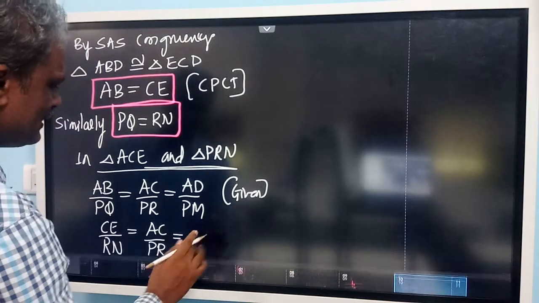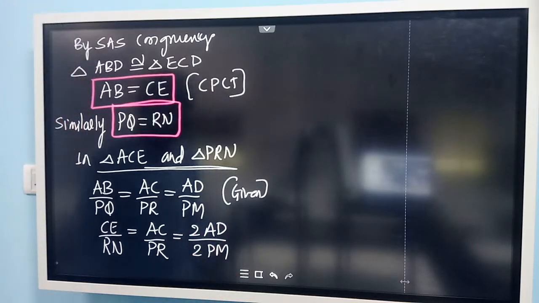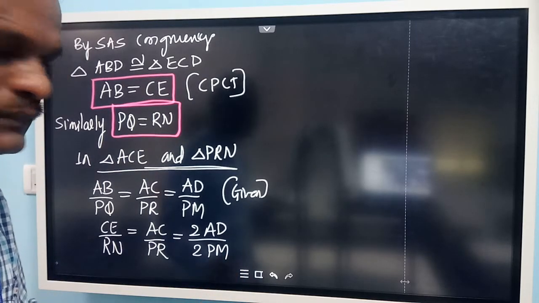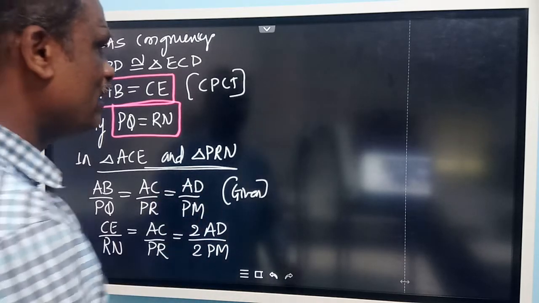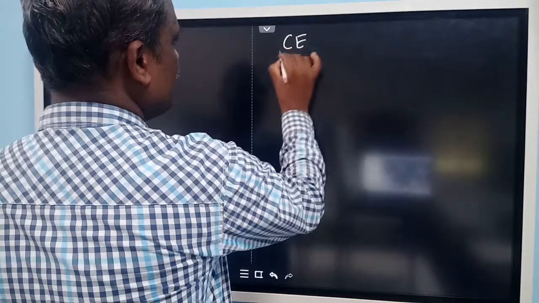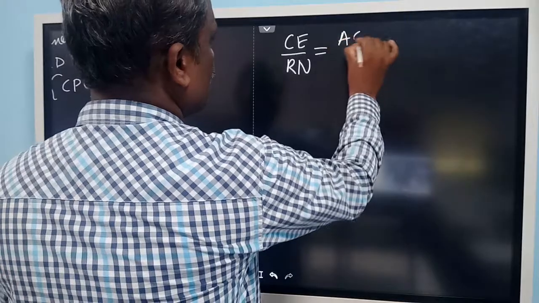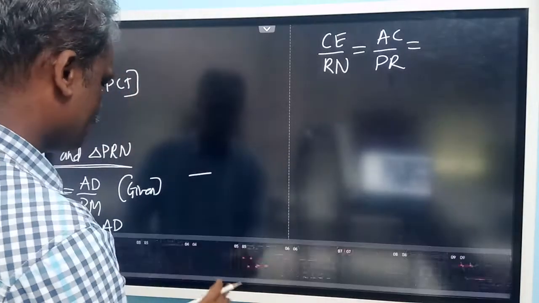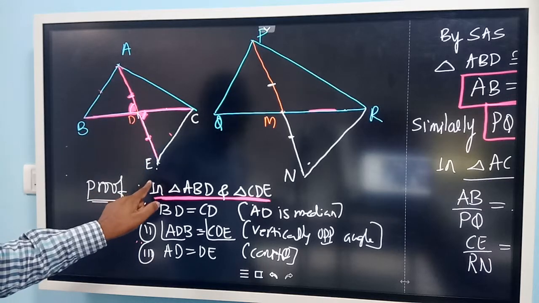So look at this, I will multiply this one by 2: 2 times AD by 2 times PM. Both the numerator and denominator are multiplied by 2, so the value remains the same because it's a ratio. Even if you simplify, 2 gets cancelled and you will get AD by PM only. Now I will write CE by RN is equal to AC by PR is equal to 2 times AD by PM. Look at the diagram. 2 times AD is nothing but AE.